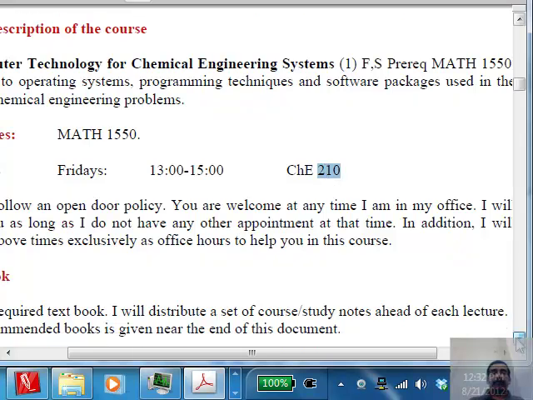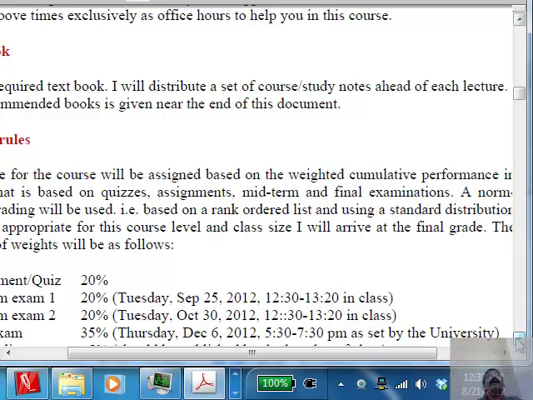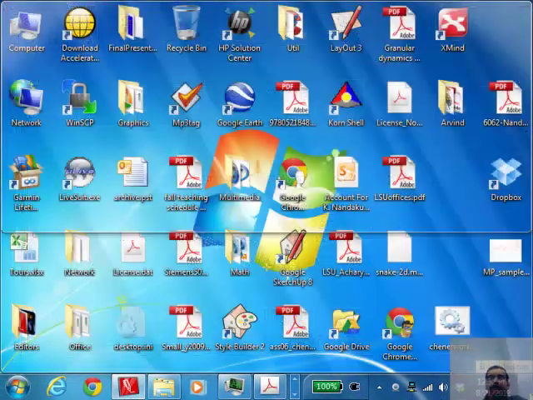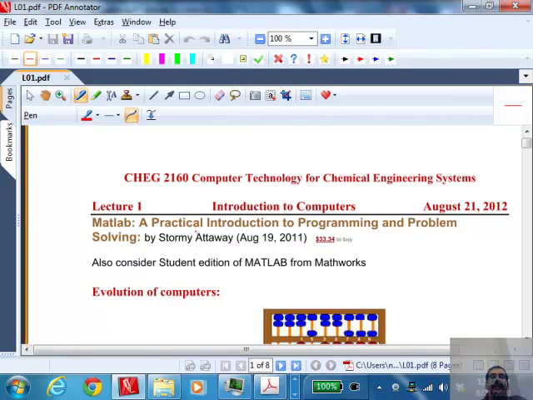There is no prescribed textbook in this course, but I would recommend that you look at two sources. One is this book, A Practical Introduction to Programming and Problem Solving Using MATLAB. It's a very good book and a fairly inexpensive book, about $33 for the e-edition. You can download it from Amazon. There is a Kindle version, and you don't need to have a Kindle. There is a Kindle reader for almost any computer that you can think of, tablet or PC or Mac. So it may be worth investing.